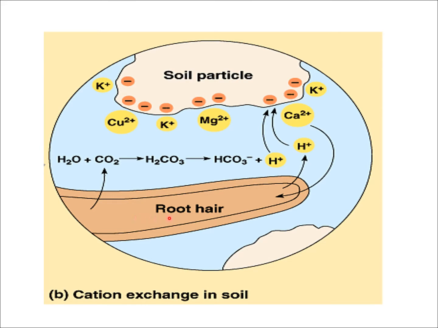Cellular respiration in the root releases carbon dioxide to the soil solution, where CO2 reacts with water to form carbonic acid. Dissociation of this acid adds hydrogen to the soil, which helps in the uptake of nutrients.